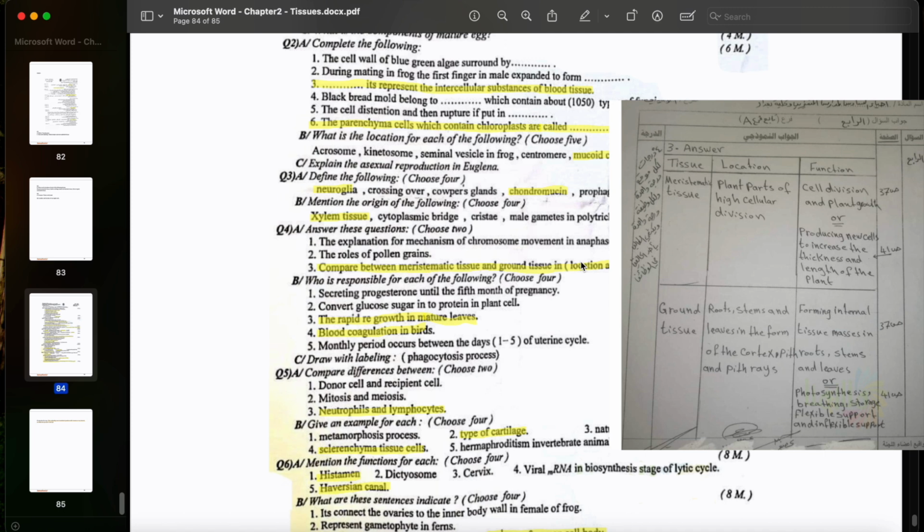And also in ground tissue, we're just going to say that the location is in the roots, stems, and leaves in the form of the cortex, pith, and pith rays. And the function is forming internal tissue masses in roots, stems, and leaves. Or you can say photosynthesis, breathing, storage, flexible support, and inflexible support. So they're giving you too many options here.